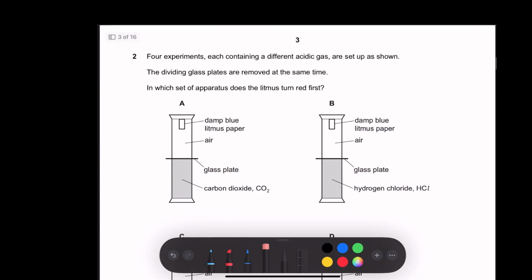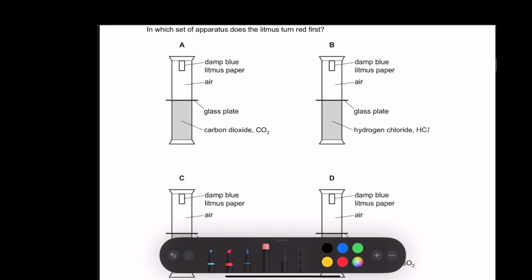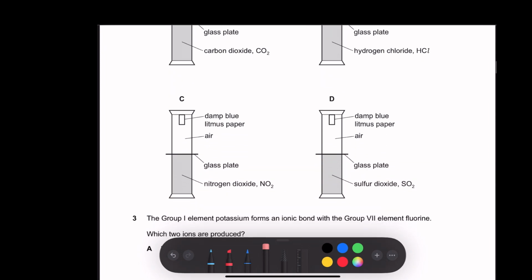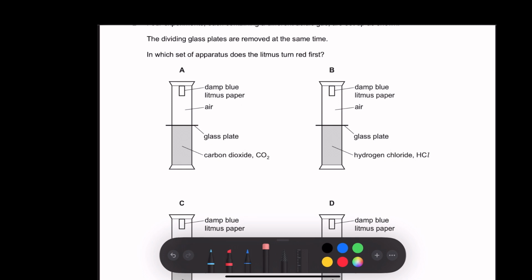Moving on to question 2. Four experiments each containing a different acidic gas are set up as shown. The dividing glass plates are removed at the same time. In which set of apparatus does the litmus turn red first? So we have acidic gases in the bottom part of the container: in A we have carbon dioxide and HCl, and then nitrogen dioxide and sulfur dioxide. They are asking in which apparatus does litmus turn red first.